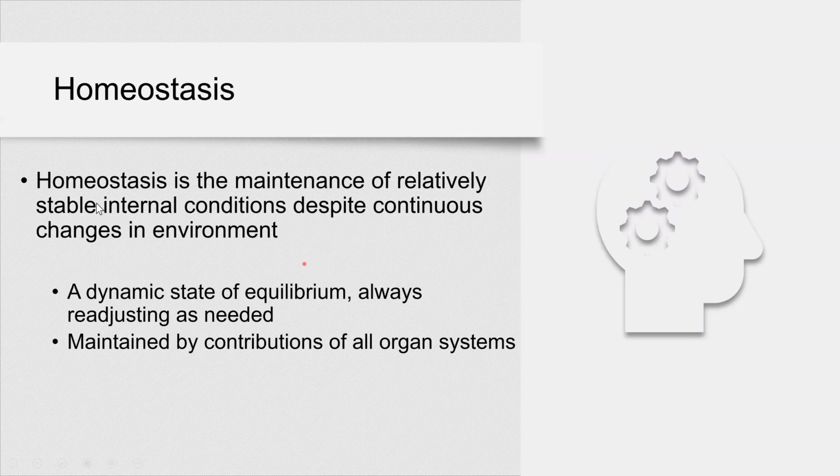So what is homeostasis? It is the maintenance of relatively stable internal conditions despite continuous changes in the environment. It's a dynamic state of equilibrium, always readjusting as needed and maintained by the contribution of all organ systems. So for you to keep a constant body temperature, despite changes in the external environment, requires many of your body systems to keep this homeostasis, right?